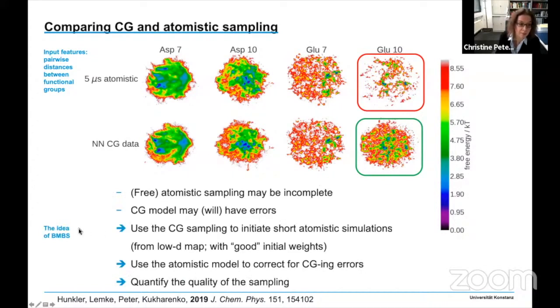So the idea of backmapping-based sampling is that we use the coarse-grained sampling to initiate short atomistic simulations, similar to what we did before with the expansion algorithm, from our low-dimensional map, where the initial weights of these atomistic simulations are derived from the coarse-grained map. So we basically come with as good initial weights as we possibly can. And then we use the atomistic model, ideally to correct for possible coarse-graining errors. And we would like to have a way to quantify the quality of the sampling.